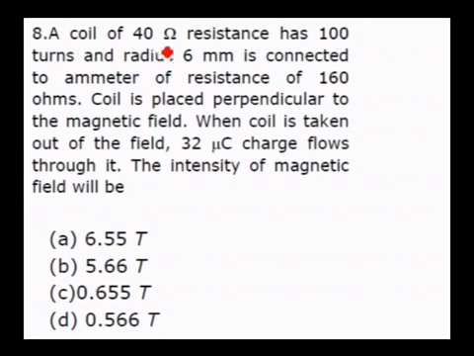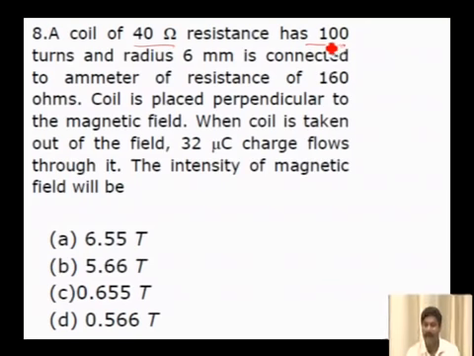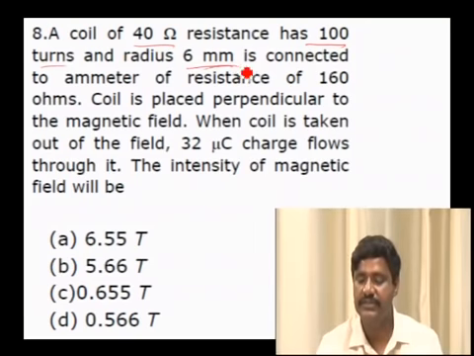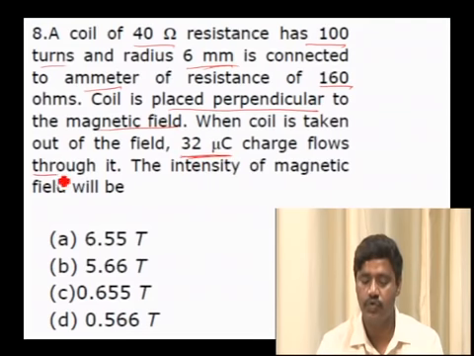We have a coil of 40 ohm resistance and it has 100 turns. The radius is 6 mm, and it is connected to an ammeter of another resistance 160. If the coil is placed perpendicular to the field, 32 microcoulomb of charge flows through it. What is the intensity of the magnetic field?